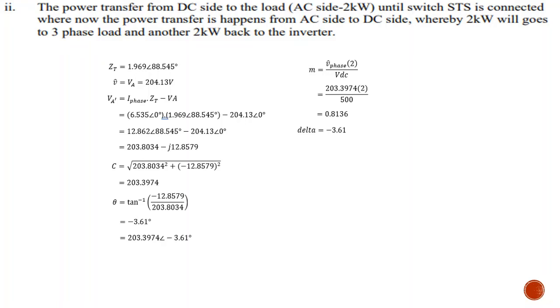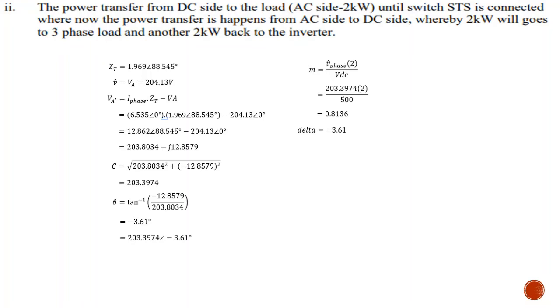switch SDS is connected, where now the power transfer happens from AC side to DC side, whereby 2 kW will go to the three-phase load and another 2 kW back to the inverter, which means the circuit is operating in the reverse direction, which is out of phase. The current is flowing from the AC side towards the DC side.